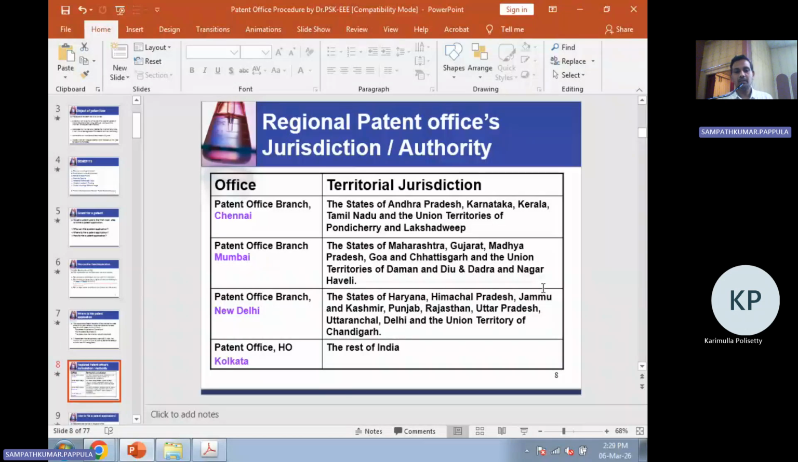If it is Mumbai, then some other states are there: Maharashtra, Gujarat, Madhya Pradesh, Goa, Chhattisgarh, and the Union Territories of Daman and Diu. These belong to Mumbai. The New Delhi office covers Haryana, Himachal Pradesh, Jammu and Kashmir, Punjab and so on. And the remaining rest of India belongs to Kolkata. I will show you the total application, then you can understand what it is.